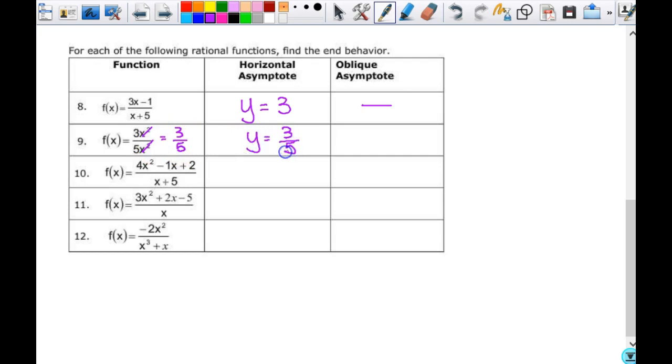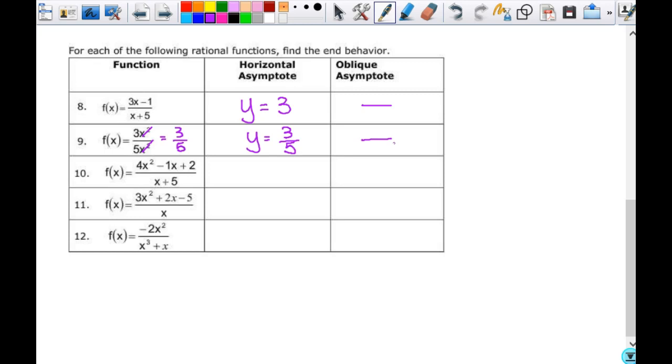Same idea as with our slant or oblique asymptote like we talked about today. So the asymptote is the line because what the asymptotes give you is the end behavior. At the end, it is approaching 3/5. And it's actually at 3/5 the whole time.